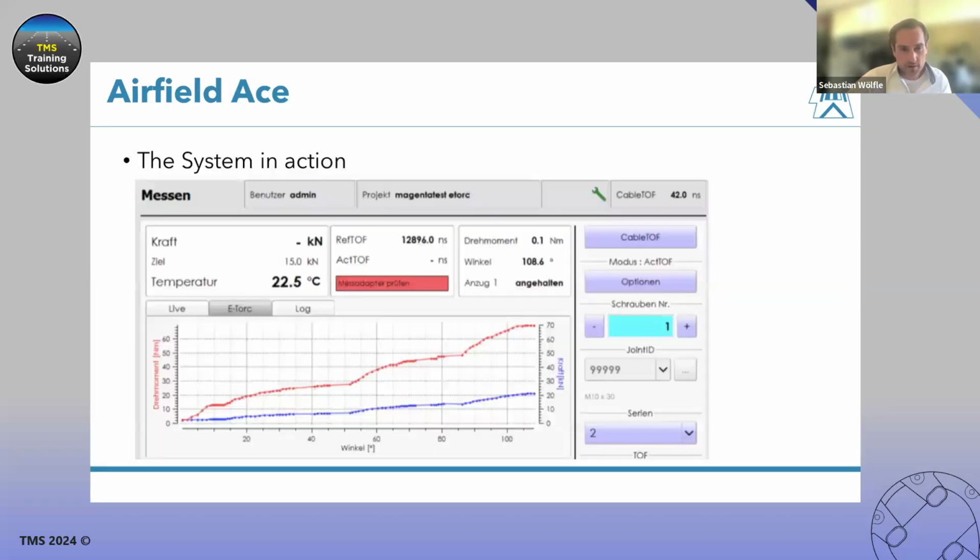Okay. So this is how the system gives direct feedback in the field. As said, we will see two values: one is the torque and the other one is the force, which is directly related through this K value.